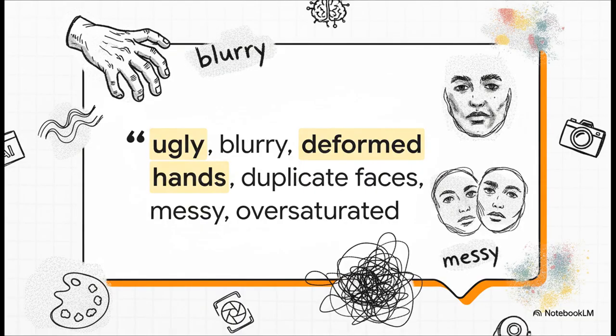And this is a perfect example. We all know AI can be, well, a little weird with hands, or sometimes it makes blurry faces. By adding words like deformed hands, blurry, or oversaturated to a negative prompt, you're telling the AI exactly what to avoid. And that almost always leads to a much cleaner, more professional-looking image.